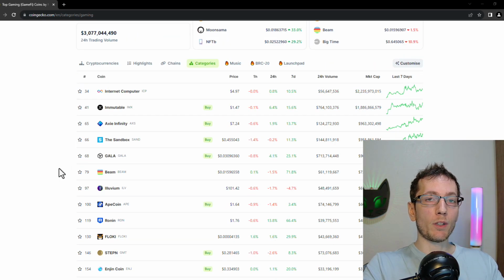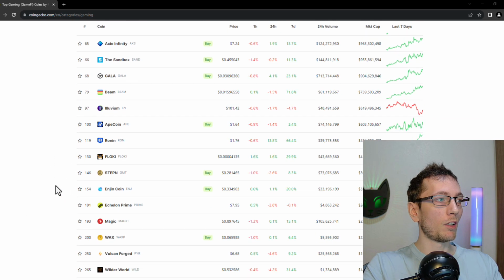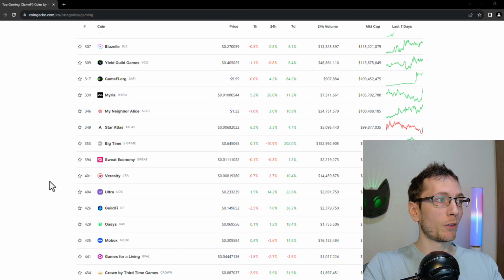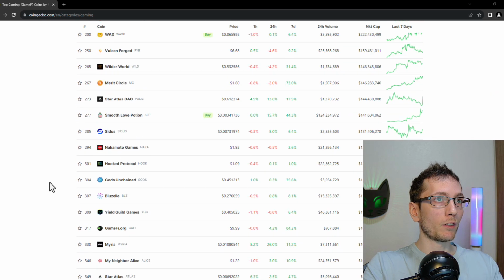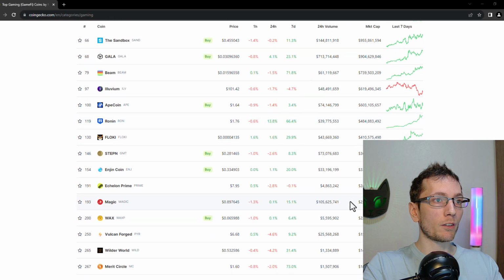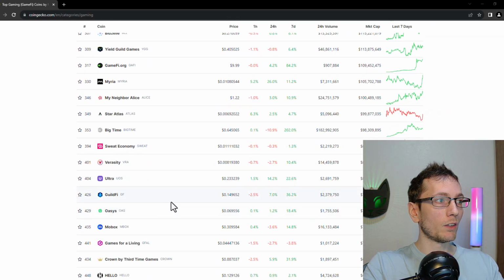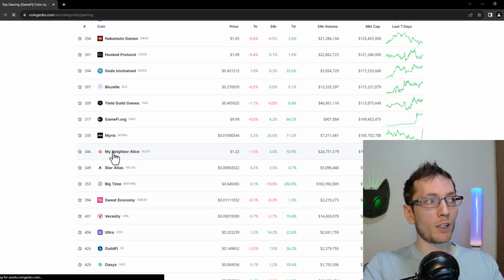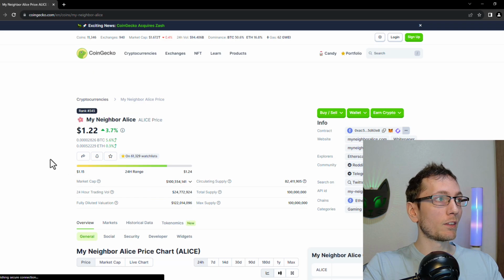Many of these gaming coins I've done this with in the past, where I've researched them, invested, and now they're currently up. But let's scroll down and check out one that I am not familiar with. So like I said, highest to lowest, keep on going down. The lower ones are going to have lower market cap, which potentially means higher returns, but way more risky generally. So for example, My Neighbor Alice, I don't know what in the world that is.